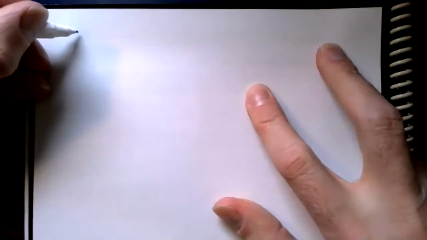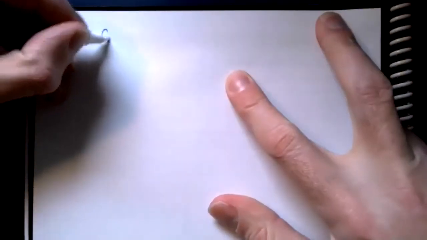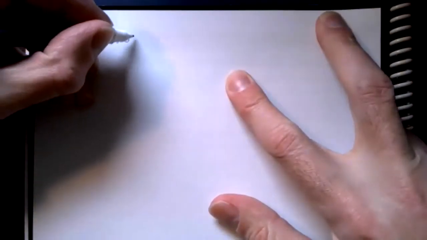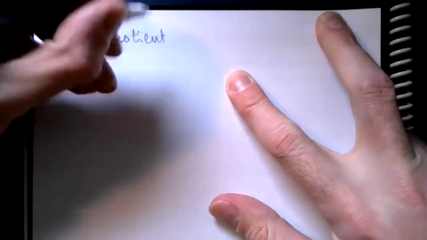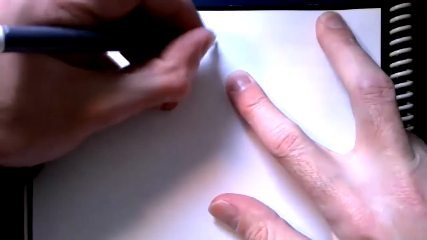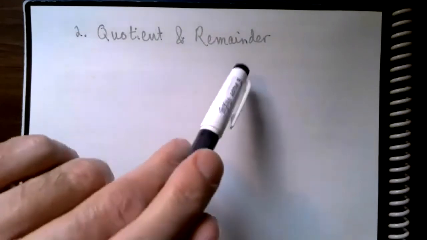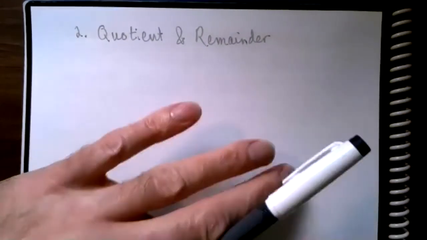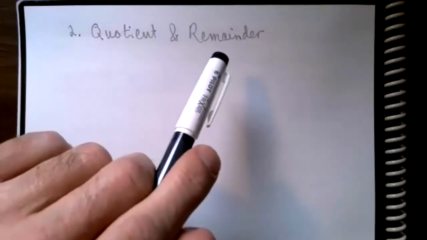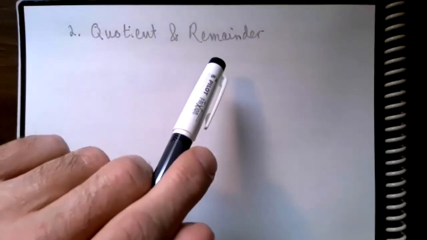Now, it's not enough to know just your four-fact families. Students need to be comfortable with the idea of quotient and remainder. This is something we talked about a little bit when we introduced division in chapter 1. Remind me of what this means. What's a remainder?